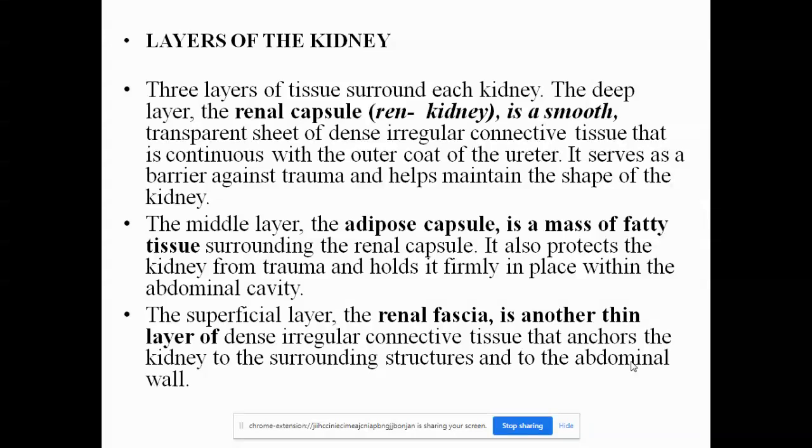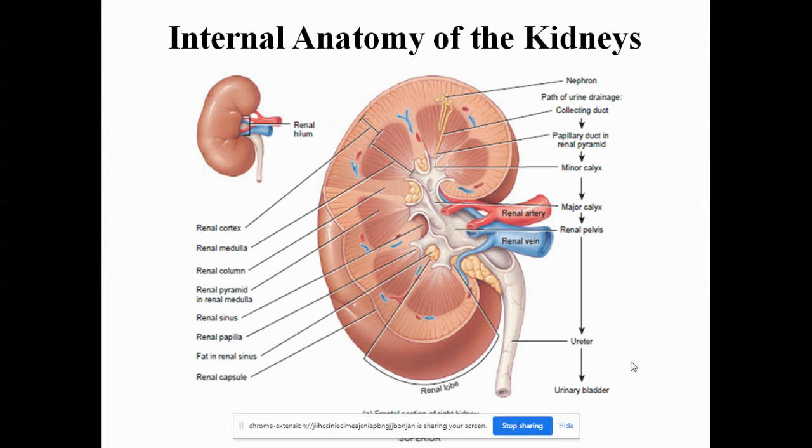The third and outermost, or superficial, layer of the kidney is called the renal fascia. It is a thin layer of dense irregular connective tissue that anchors the kidney, fixes the kidney to the surrounding structures and also to the abdominal wall. So this is the internal anatomy of the kidneys as mentioned.